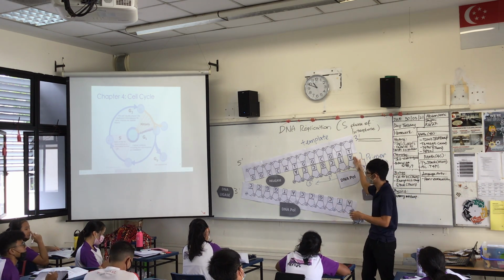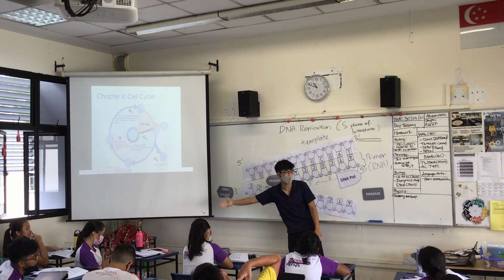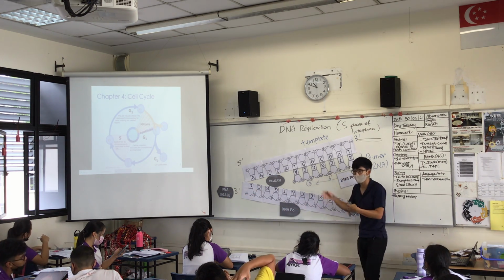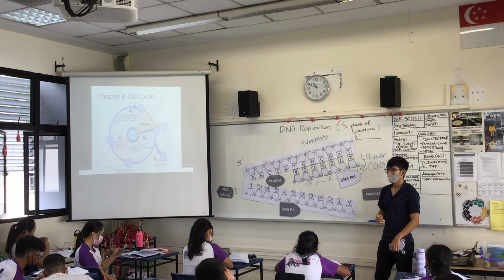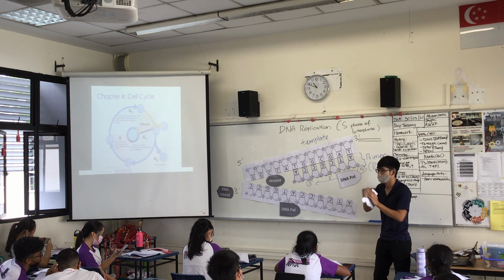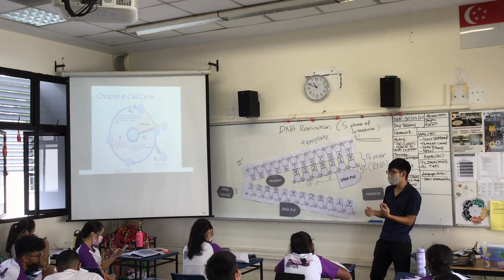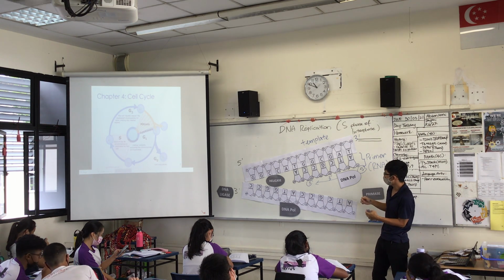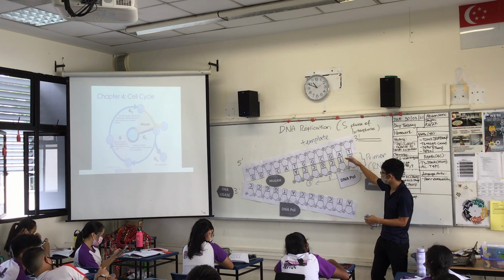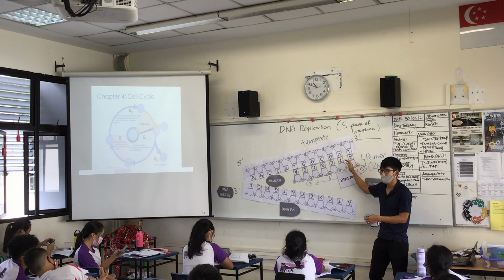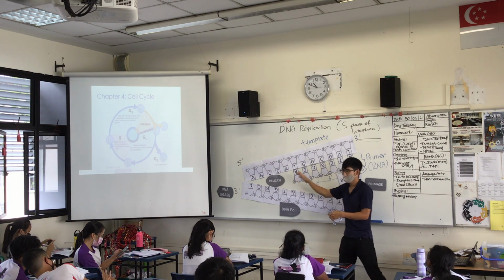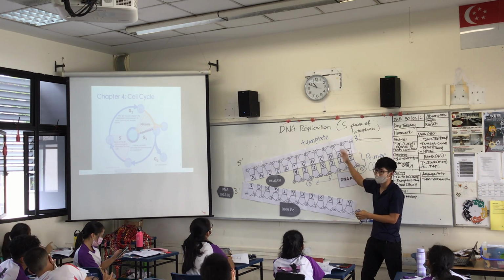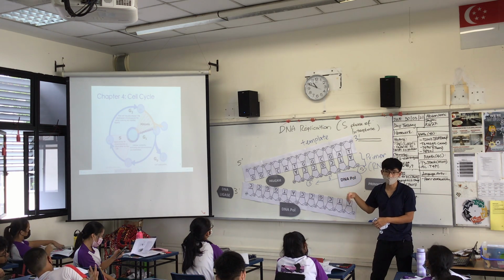Imagine this happening across the entire length. We do the same process across the entire length, but what I'm showing you is just a small snippet. So essentially the idea is this: primase creates an RNA primer, an anchor for us to synthesize new DNA. Then the DNA polymerase comes in to replace the primer with DNA.